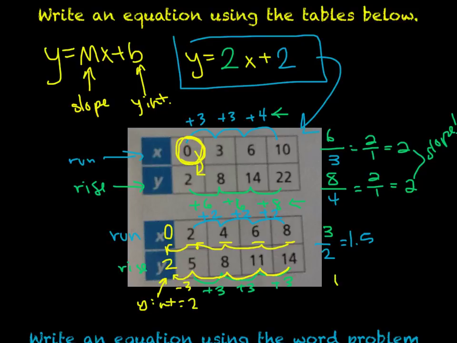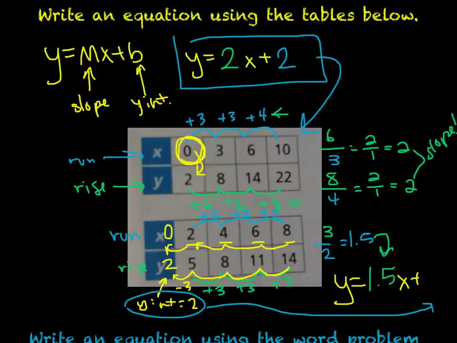So let's write this equation out. We have y is equal to our slope, which is 1.5, x plus our y-intercept of 2.